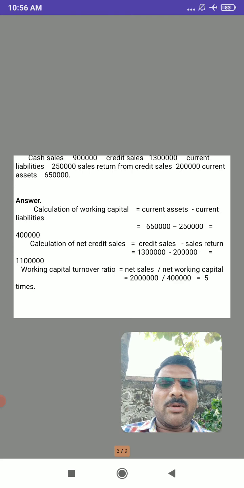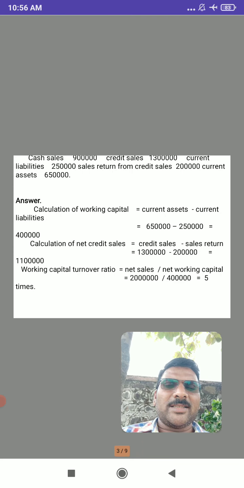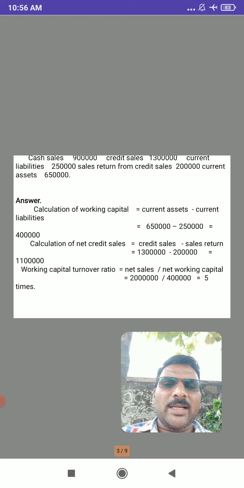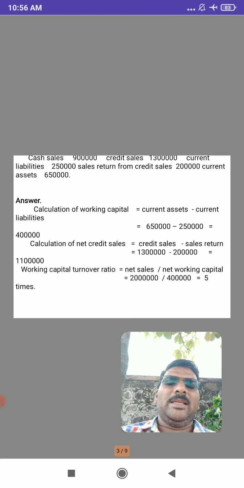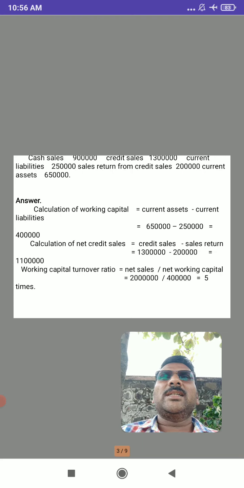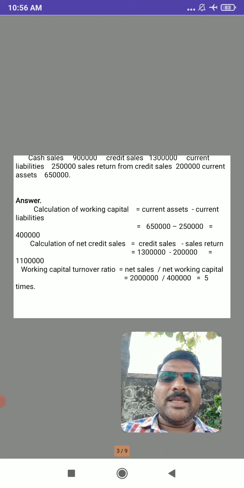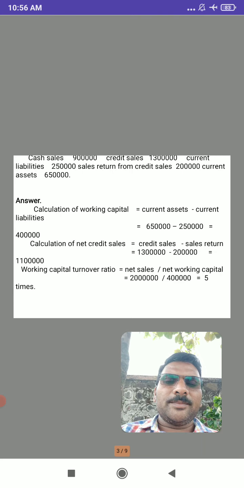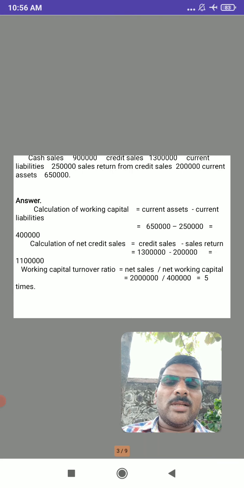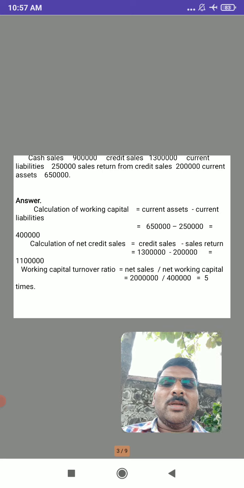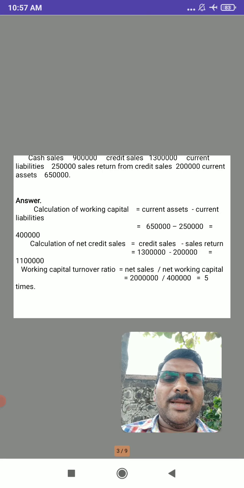After that we have to calculate net credit sales. If the total sale is given, from that you have to deduct cash sales and sales return. But here credit sale is given in this problem. Credit sale is 13 lakh and the sales return is 2 lakh. After deducting sales return, 11 lakh will be the net credit sales.